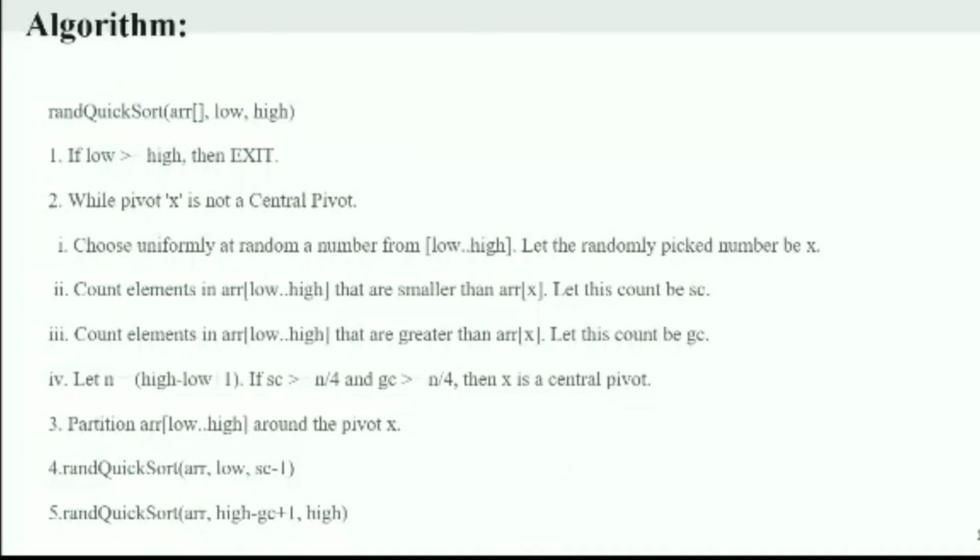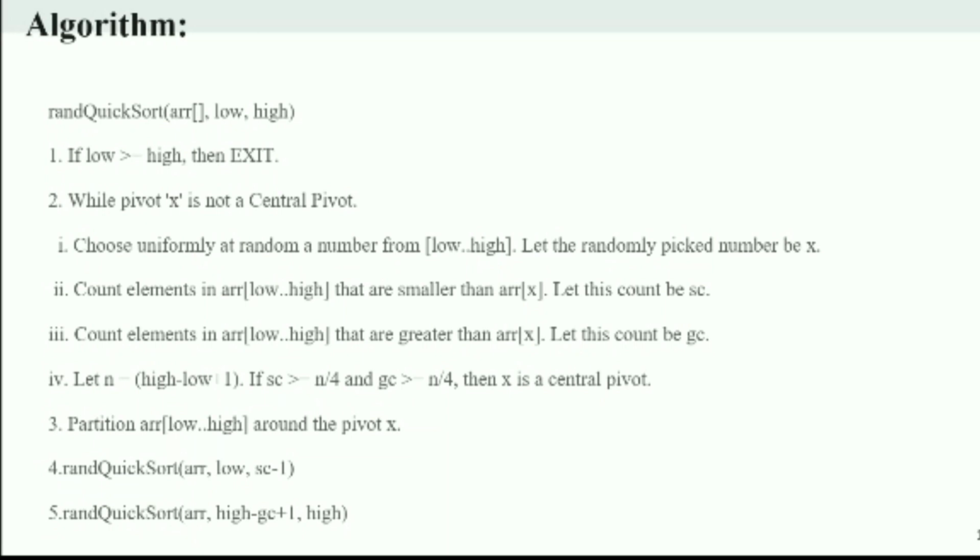And next, the algorithm for quicksort. Here we have an argument as array A, starting index low, last index high. While pivot x is not a central pivot, the pivot element is chosen by using a while loop. For that, we choose an index from low to high as x, then find the smaller elements in the array A compared to x, place the smaller elements into SC and the remaining greater elements into GC. Here n is the total number of elements in the array.